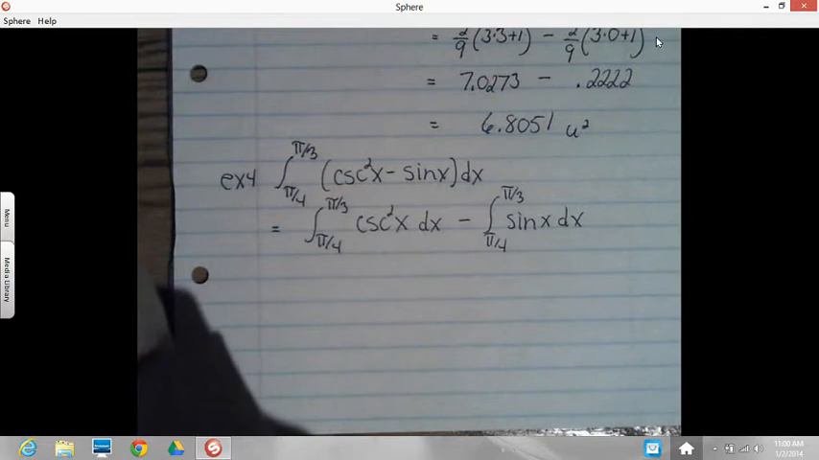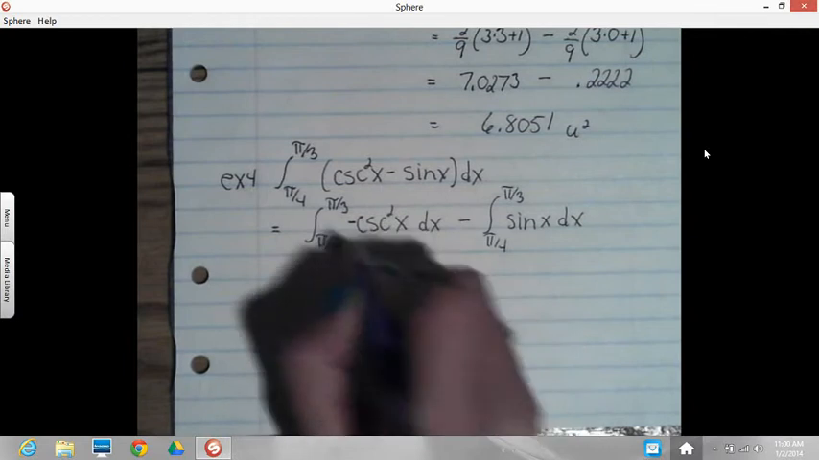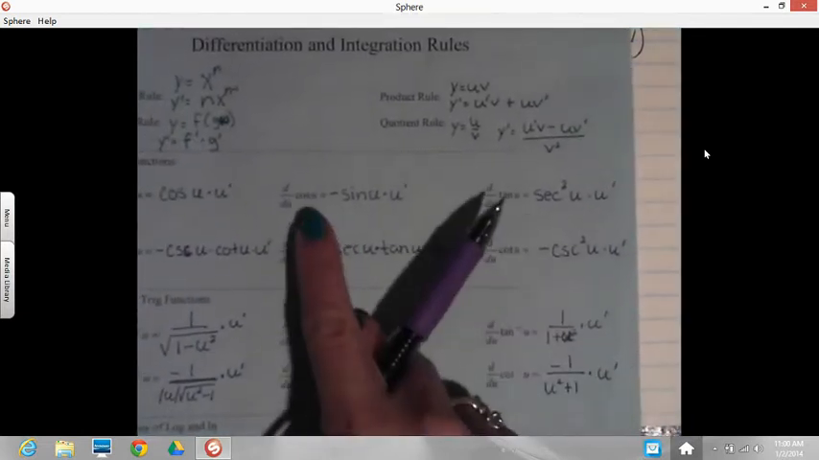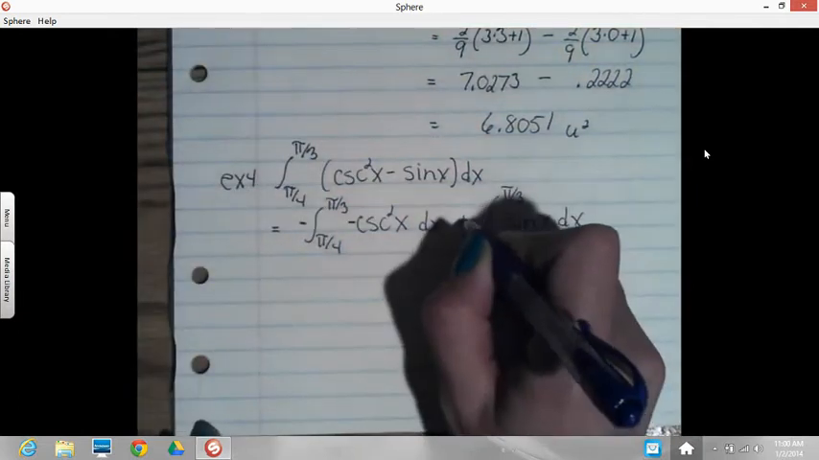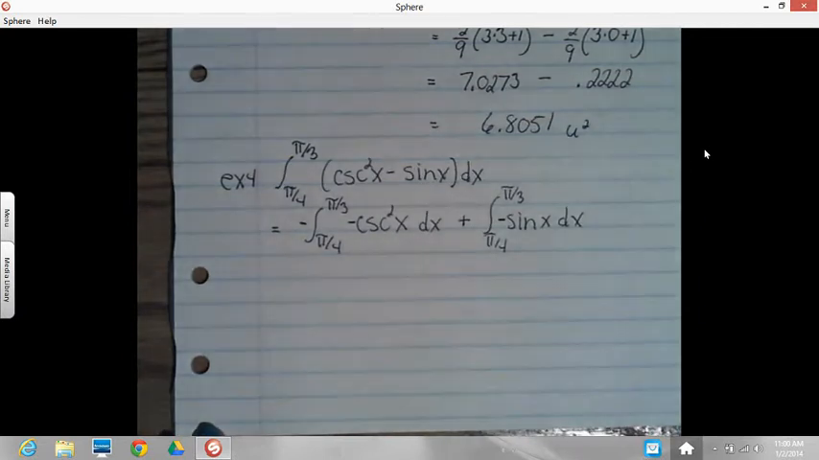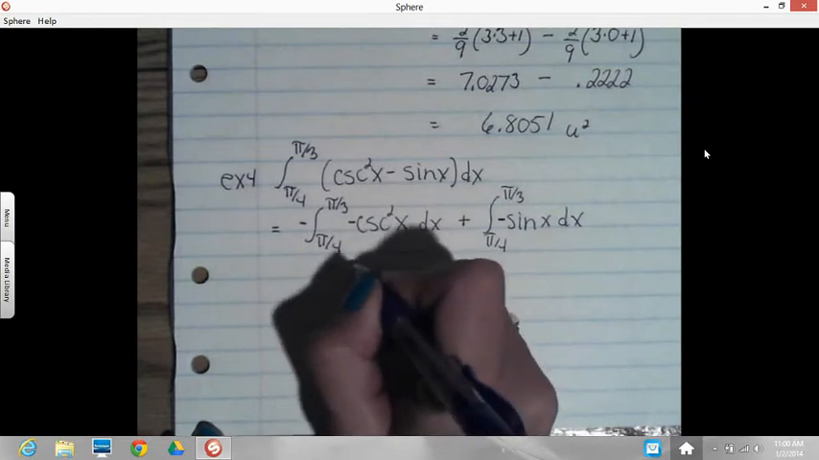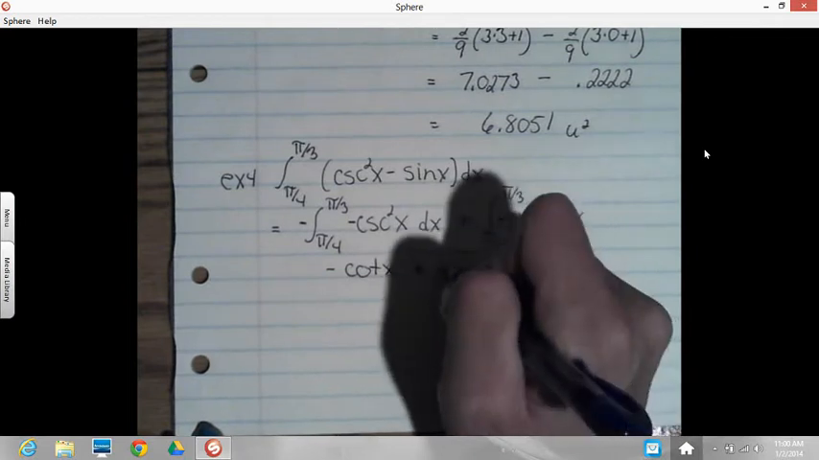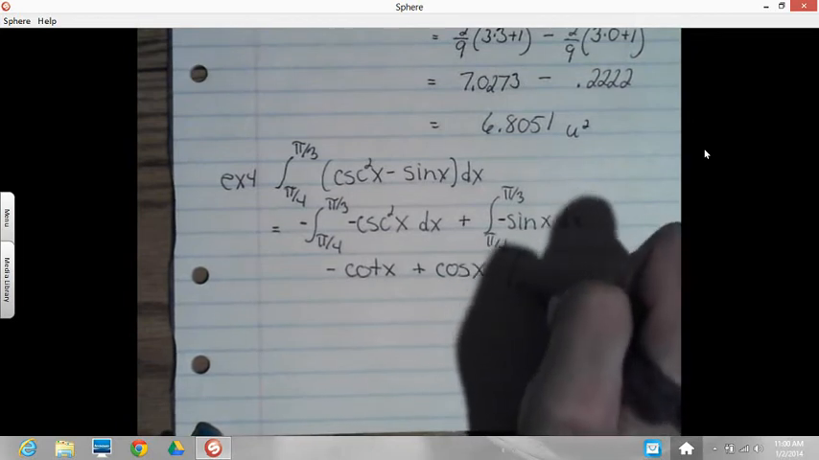So I need a negative, hitting it with a 1. And then sine, it would be cosine, whose derivative is negative sine. So I can bring that negative that's out here in, and I'm all set. So this one, carrying along my negative, is negative cotangent x plus cosine, since cosine's derivative is negative sine, and then I'm going to evaluate that from pi over 4 to pi over 3.